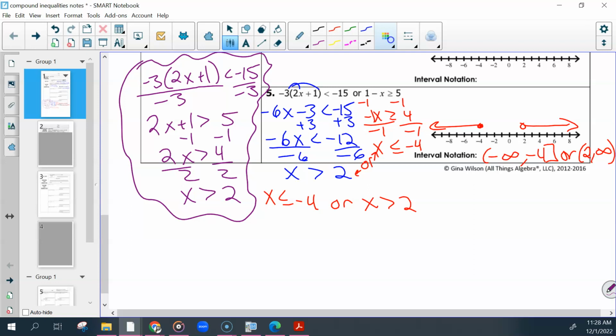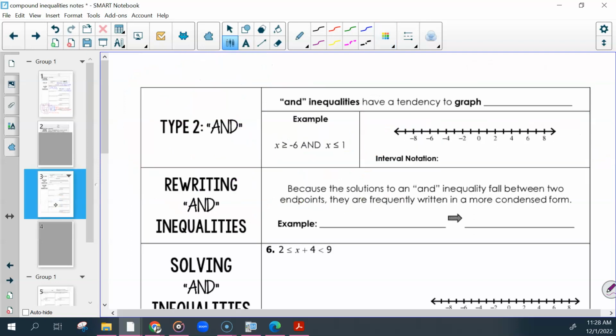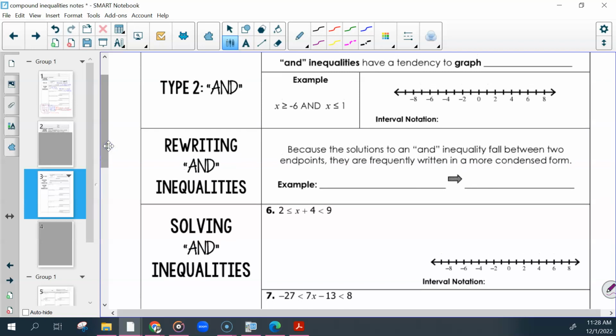Okay. So let's go to the next page and we're going to talk about the other type. So once you finish writing that down, go to the next page. Okay. You have to think about or and and inequalities as complete opposites. Or inequalities have a tendency to graph apart and and inequalities have a tendency to graph together.